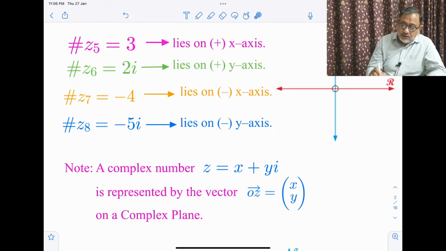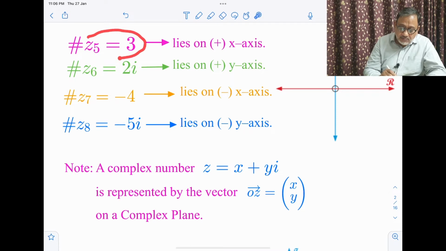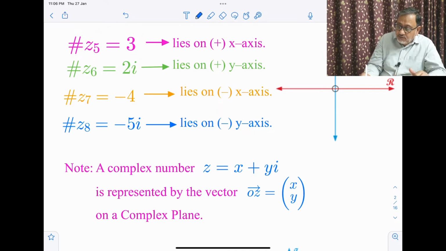Okay, now look here. A purely real complex number will have only the real part. It will not have the imaginary part. So it will be represented on the x-axis only. So therefore Z5 will be somewhere here on the real axis, Z5.